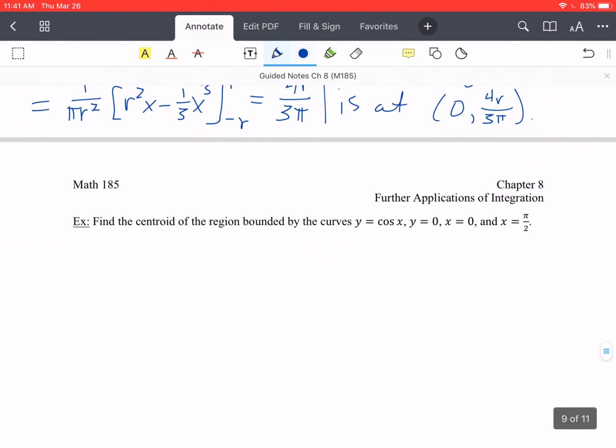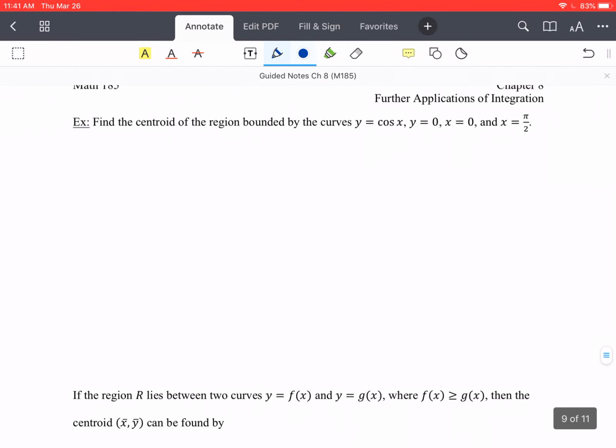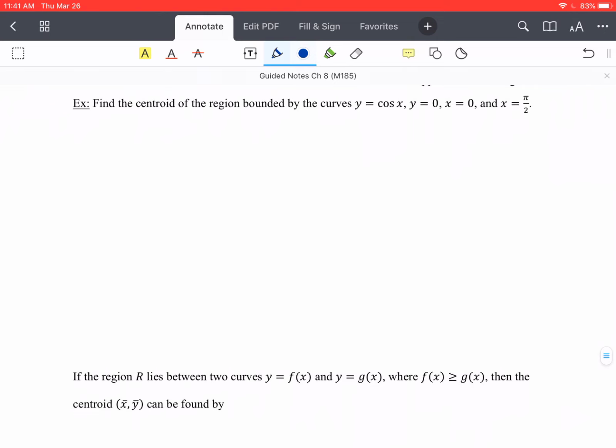All right. Let's look at another example. Find the centroid of the region bounded by the curves y equals cosine of x, y equals 0, x equals 0, and x equals pi over 2. So for this one, let me just draw the region here really quickly. So we have our cosine function from 0 to pi over 2. So this is the region in question. Right, that's y equals cosine of x.